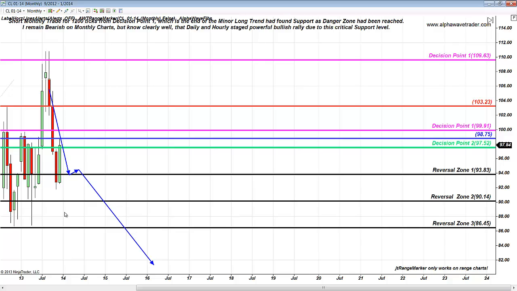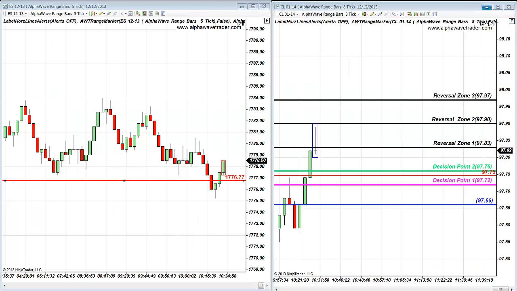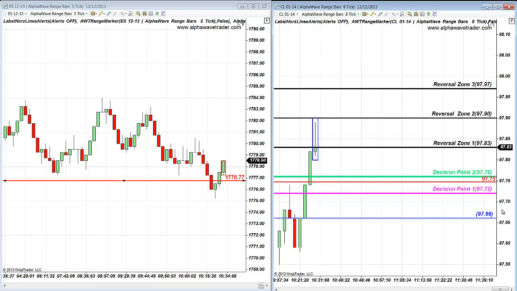And this is exactly what's been sparking this rally on oil, because the monthly chart reached reversal zone, just like the range chart reached reversal zone. What did we discuss? Based on alpha wave trader rules, highly unlikely this price will go anywhere. But oil is full of surprises because it's a poor liquidity instrument.